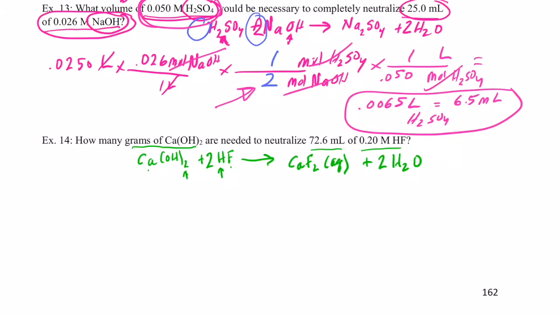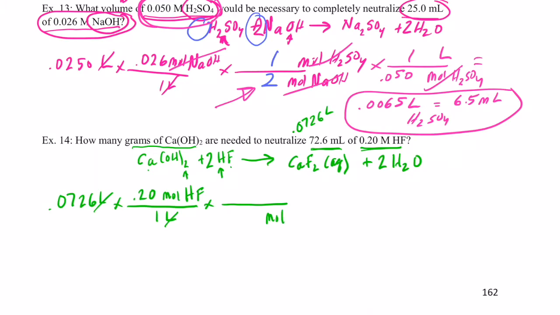Step 1 is done. Step 2, we want to get into moles, and so I have the volume and the molarity of my acid. So let's write this volume in liters. Wouldn't 72.6 milliliters be 0.0726 liters? So 0.0726 liters times the molarity of HF, 0.20 moles of HF per liter. So liters are gone, and I have moles of hydrofluoric acid.